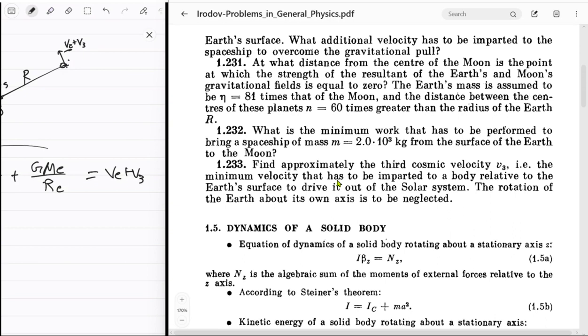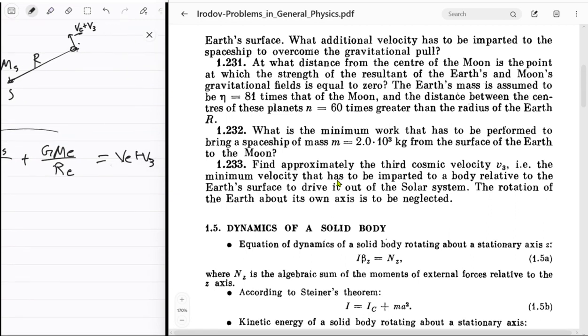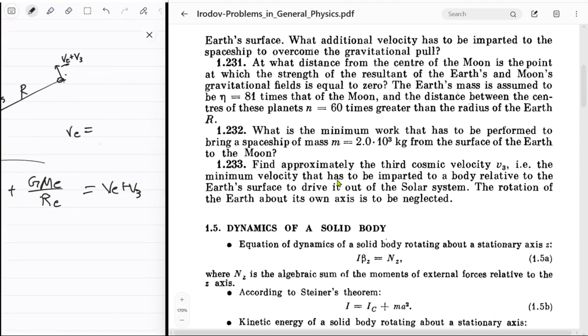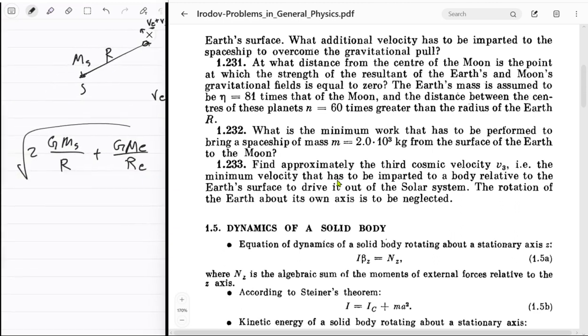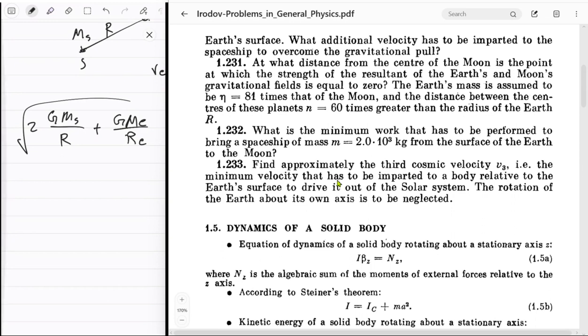Cool. Also, we actually know what VE is, since we know that Earth is just orbiting around the sun. So VE is just equal to square root of GM sun upon R sun, right? And then you can just use this thing to get V3. Cool. Let's do the thing. So you got, okay, let's simplify this. Wow, this is getting complicated, isn't it? Okay, think about it.